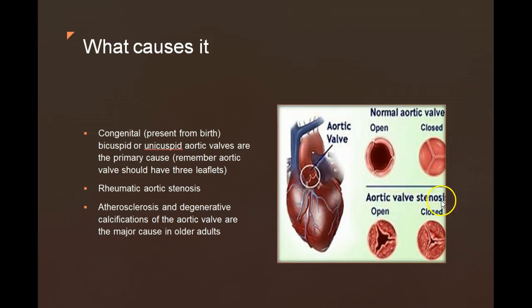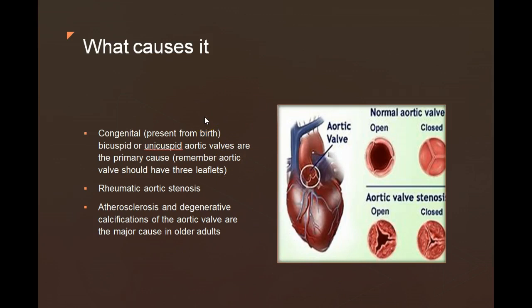With aortic valve stenosis, now you've got open. When it is open, it's very narrow, about not even half the amount of opening that you have up above here. And when it's closed, you can see it's not closing all the way. So you're going to end up most likely having some aortic regurgitation, which we'll talk about next.